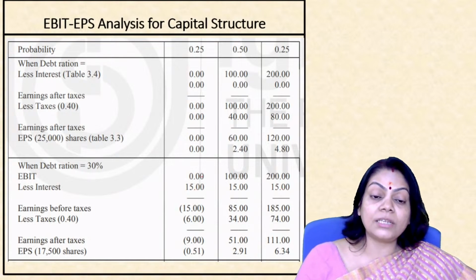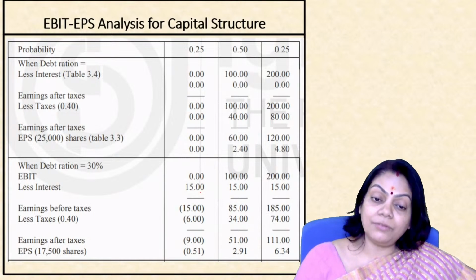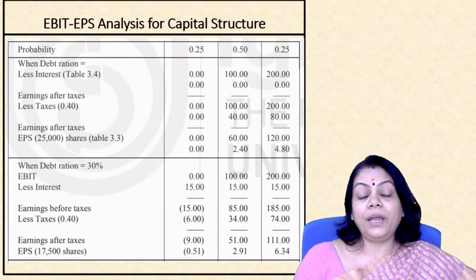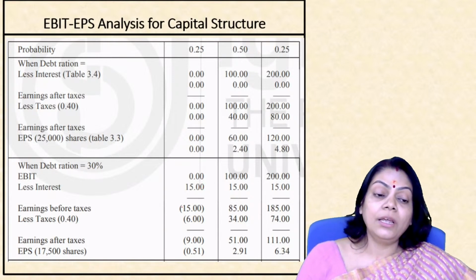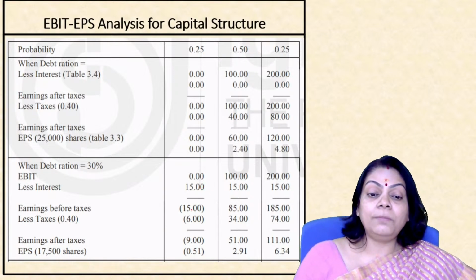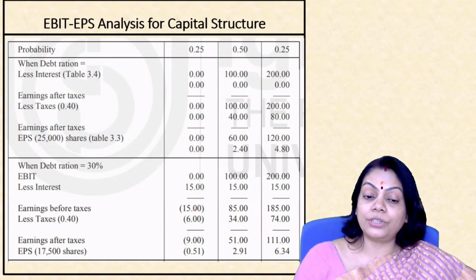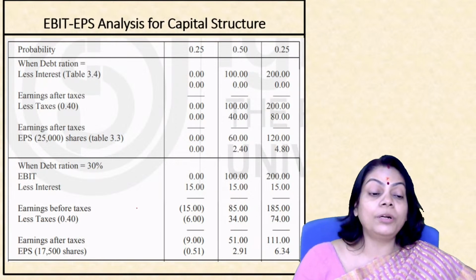Now see, in the first case, I don't have any profit, but I have interest. So I'll have to pay interest, from whatever source I have to arrange for finance and pay my interest. So my EBIT is negative here. It's a loss here. And here are the figures for the respective probabilities.